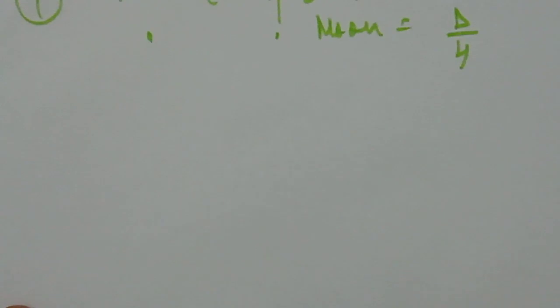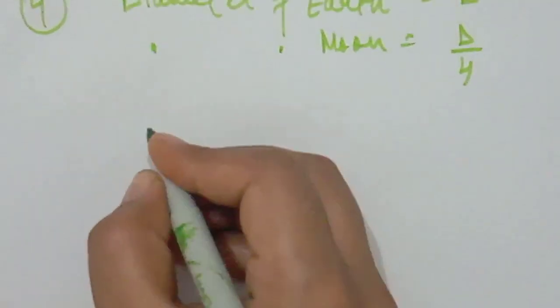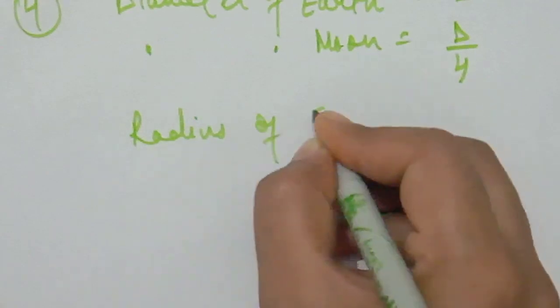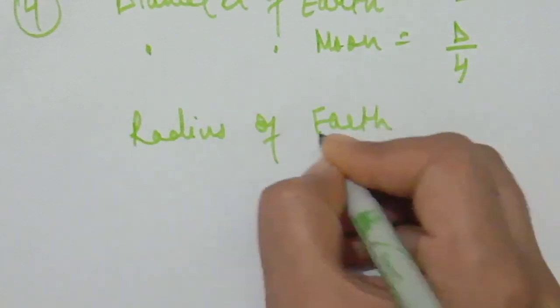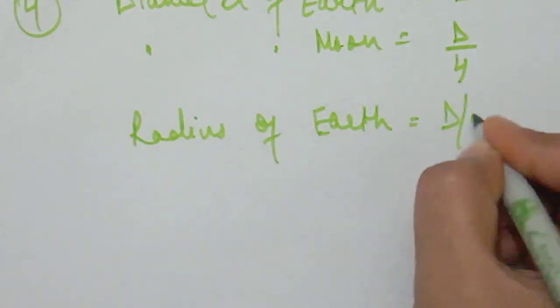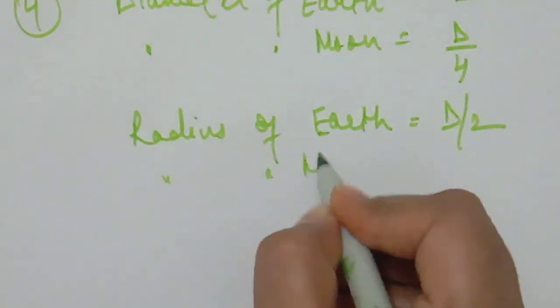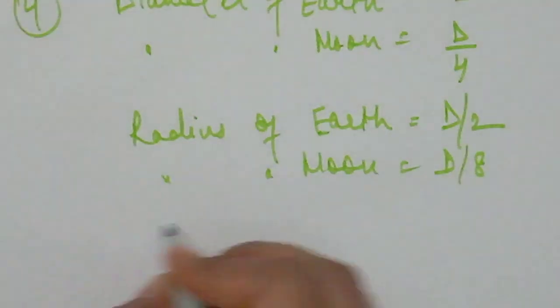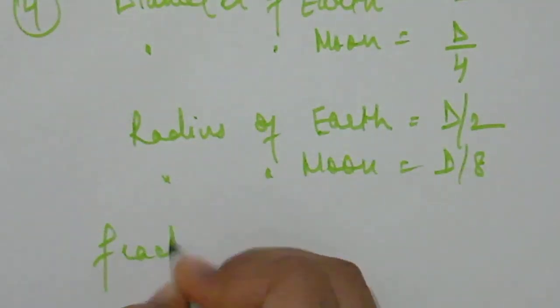And now we have to find what fraction of the volume of the earth is the volume of the moon. So first of all, the radius of the earth is d by 2 and the radius of the moon is d by 8. Correct.